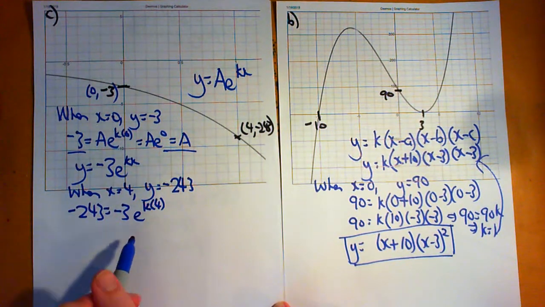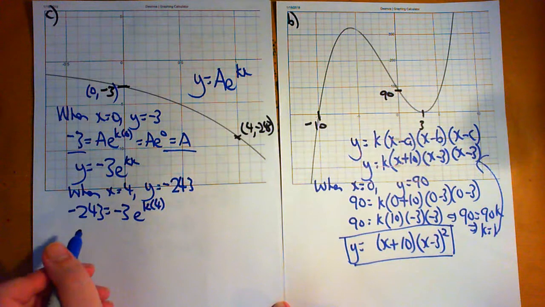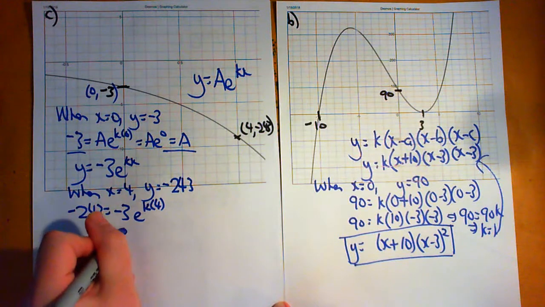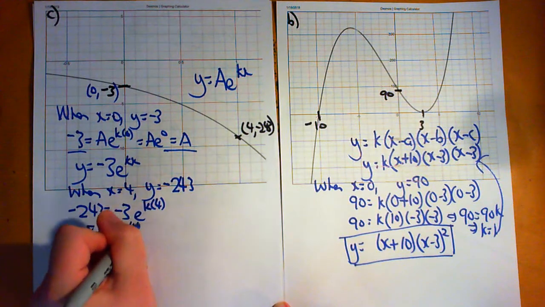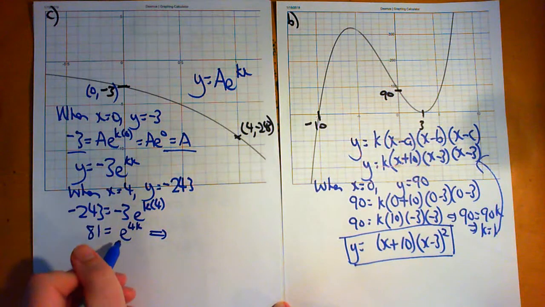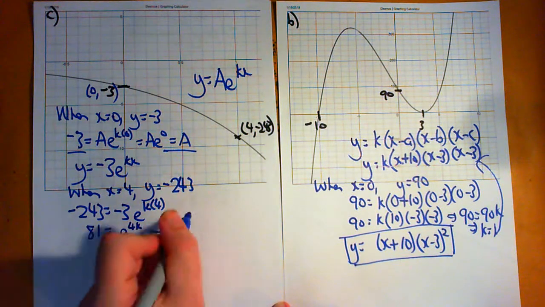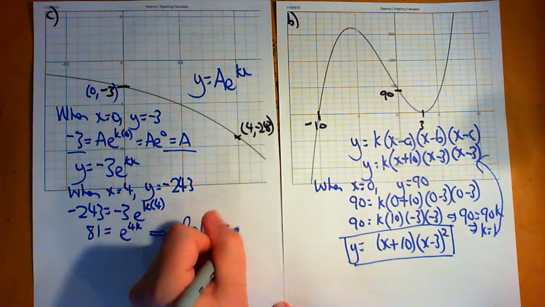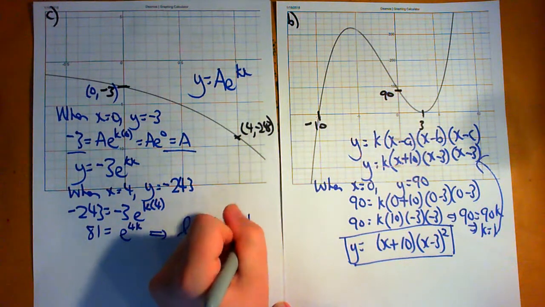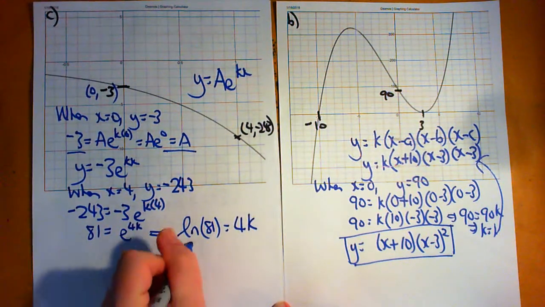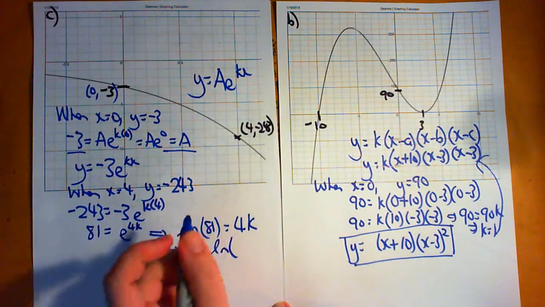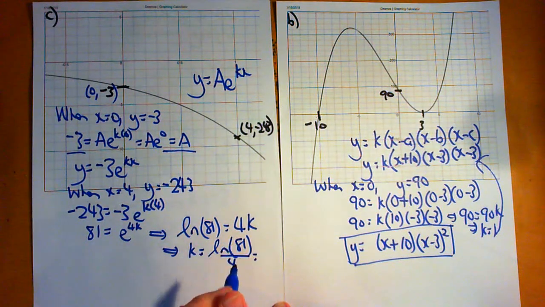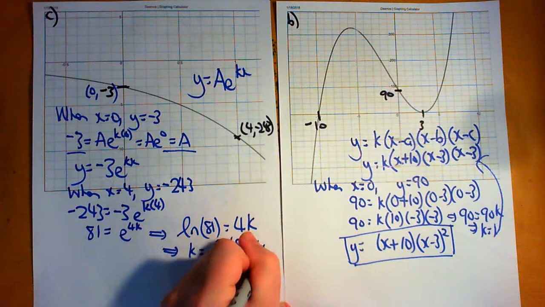So we can divide both sides by negative 3. Negative 243 divided by negative 3 is positive 81 equals e to the k times 4. Let's write that 4k. So therefore we need to get rid of this e, which means we need to take ln of both sides. ln of 81 equals ln of e to the 4k, which is going to cancel out to give you just 4k. So therefore k equals ln of 81, and that will be divided by 4. And if we calculate that, we get 1.099.